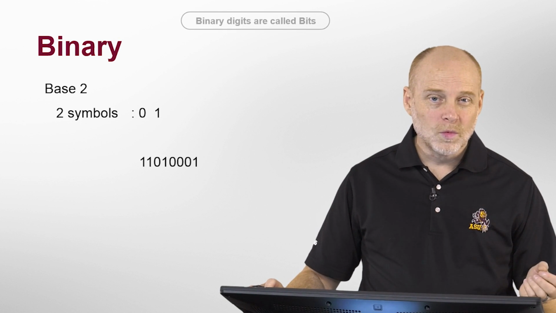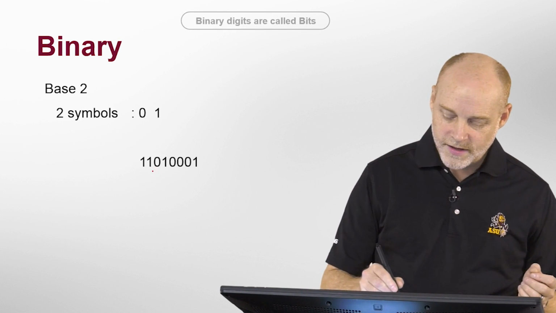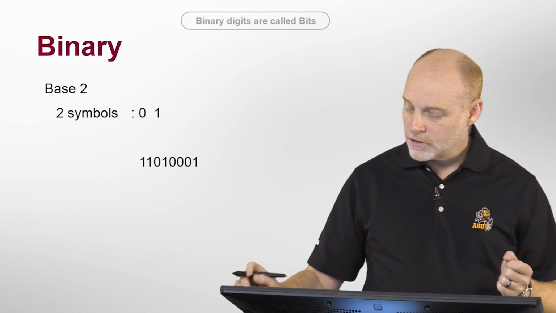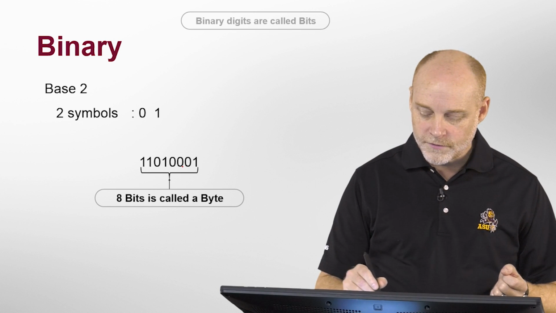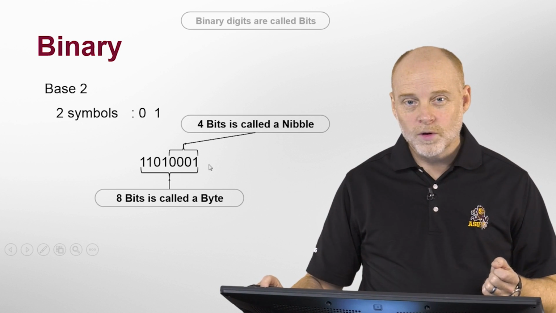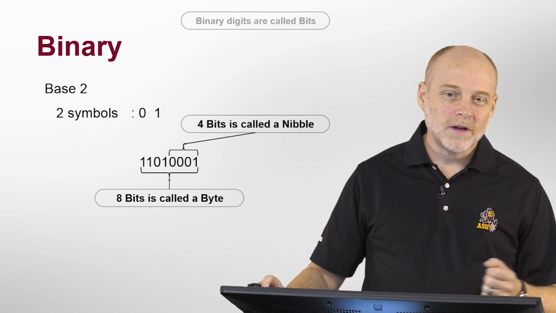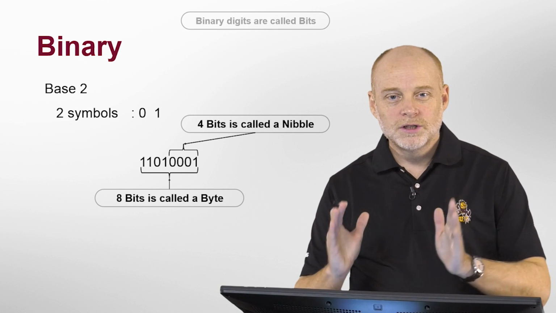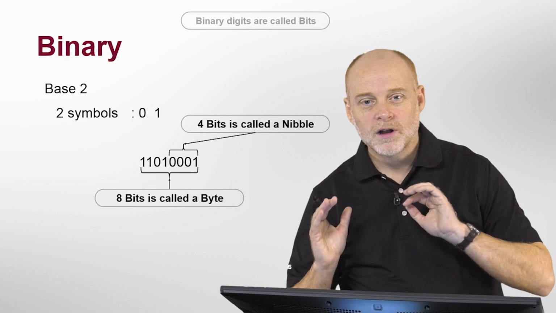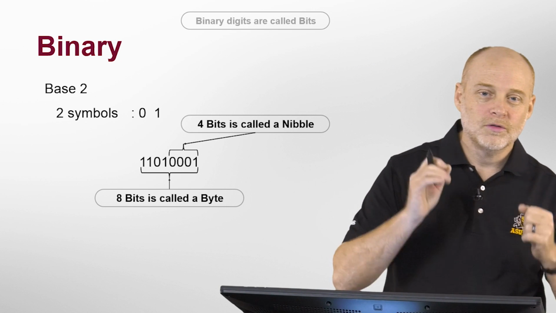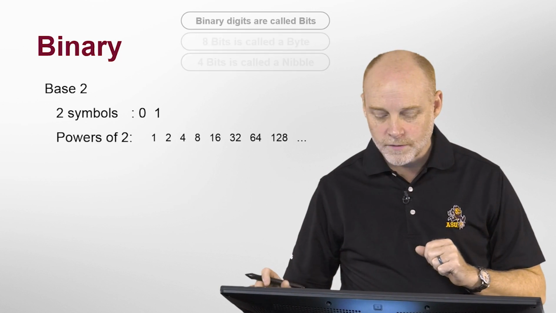We also have a word for a set of 8 bits. A grouping of 8 bits is called a byte. And we have another word for a grouping of 4 bits. A grouping of 4 bits is called a nibble. And this is roughly analogous to the way that we chunk decimal numbers in packs of 3, and we have our hundreds and our thousands and our millions and so on.